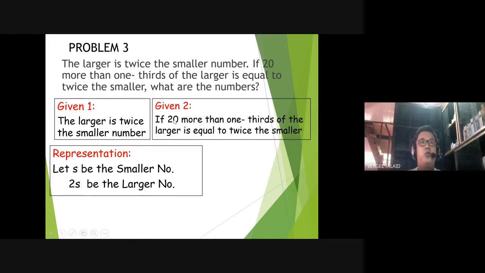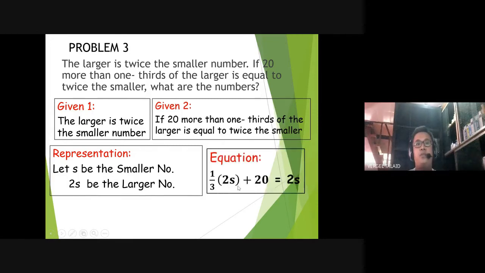Now, 20 more than, meaning you are going to add 20, one third of the larger, is equal to twice the smaller. So we have here the equation. 20 more than, so you are going to add 20, one third of the larger. What is our larger? That is 2S. So that becomes one third, quantity 2S plus 20.